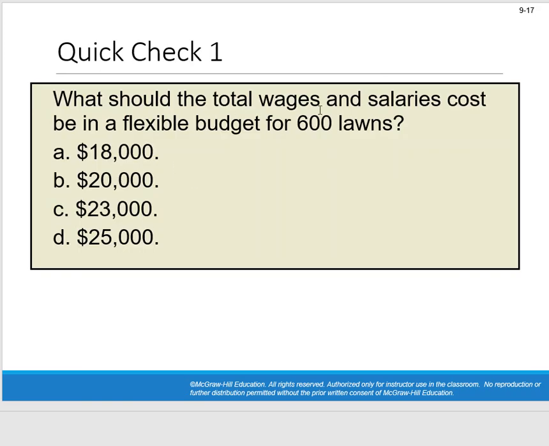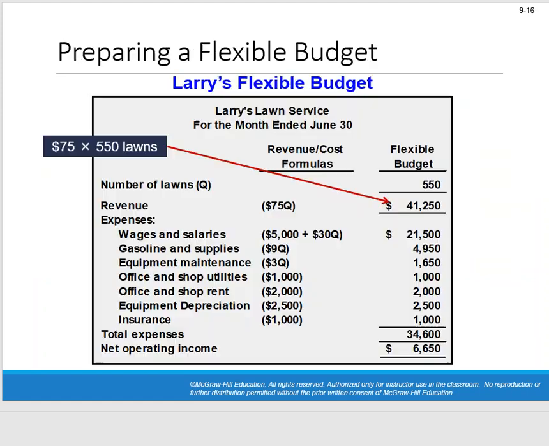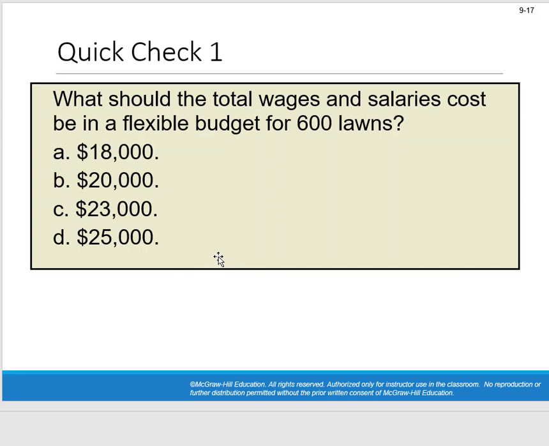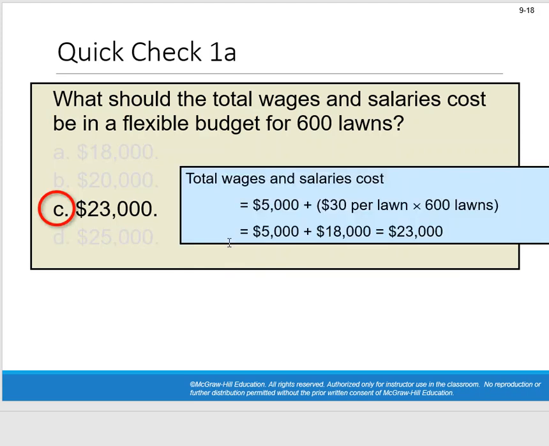What should be the total wages and salaries cost if the flexible budget was for 600 lawns? Let's go back. So if this is our formula, 5,000 plus 30Q, and now they're saying Q, our number of lawns, would now be 600. Can you do that? 30 times 600 plus 5,000. What do you get? Hoping you came up with C, 23,000.